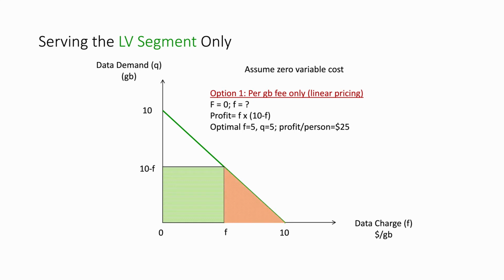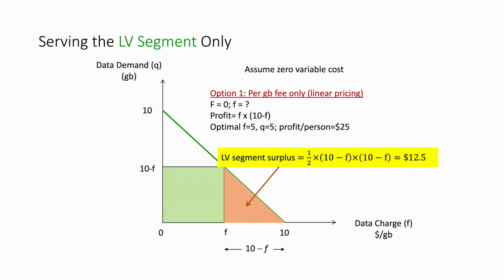Now, what about this orange triangle? As we have discussed, we usually call this money left on the table. Customers in this segment are actually willing to pay more for the first 5 gigabytes of data in the beginning, and then gradually this willingness to pay drops. So this orange triangle is the consumer surplus from being able to pay only $5 per gigabyte.